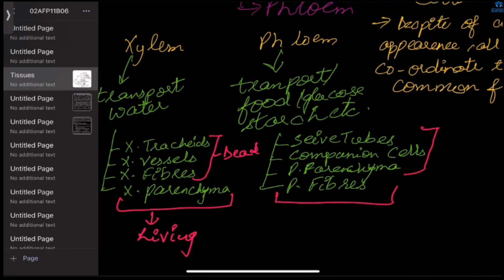Phloem fibers? The fiber is there. Is it dead? The fiber is dead. And this parenchyma. First, we have studied simple permanent tissue, parenchyma. Parenchyma is what? Living cell. Studied or not? So, parenchyma is always living. So, here it is living. All the three cells are living.